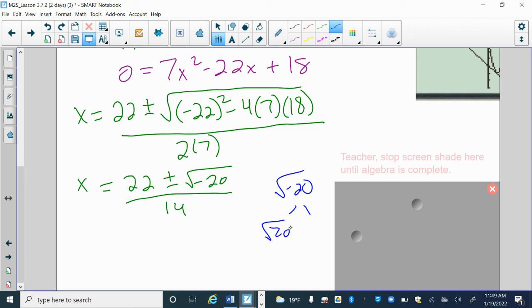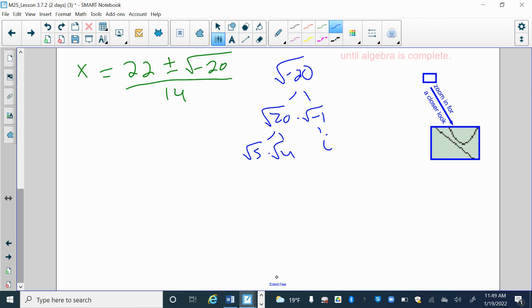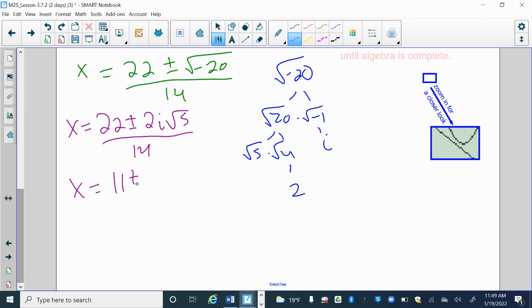So we'd have square root of 20 times square root of negative 1, which is our i. Square root of 5 times square root of 4, which is 2. So we'd have x equals 22 plus or minus 2i root 5 over 14. Each of these has a GCF of 2 that we could get out of there. So we have 11 plus or minus i root 5 over 7. But what does this mean? Well, we're getting two imaginary solutions here.